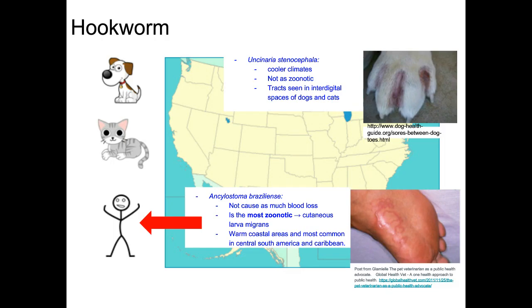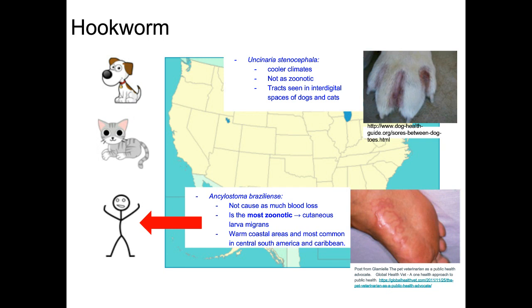A couple other things to mention about hookworms. There are two other genus and species that we do have to worry about. These ones can penetrate the skin as well of people and animals. Sometimes you'll see interdigital lesions in dogs and cats, like the picture on the top right of that white dog, causes sores between the toes because that is where the little immature worms have crawled through and are going to set up shop in the muscle and then head to the intestines. So it's pretty gross.